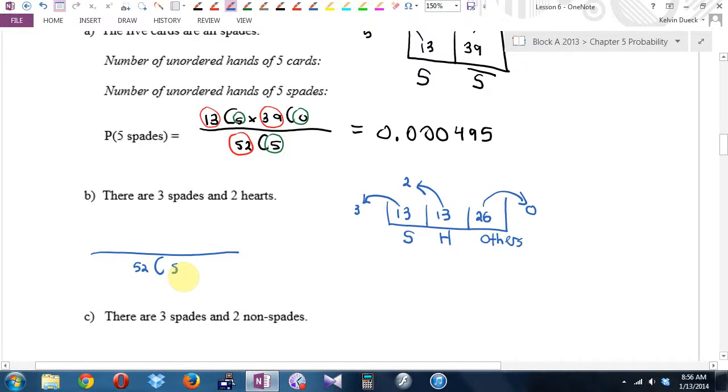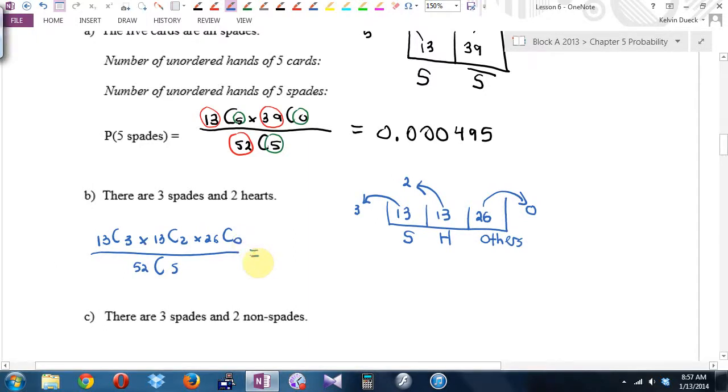What's the top going to be? How can I write that I want to choose 3 spades? What choose what? It's going to be 13 choose 3, and 13 choose 2, and from 26, choose none. Double check. If I add up the first number of everything, does that add to 52? I don't think I missed anything. If I add up the last number of everything, does that add to 5? I don't think I missed anything.